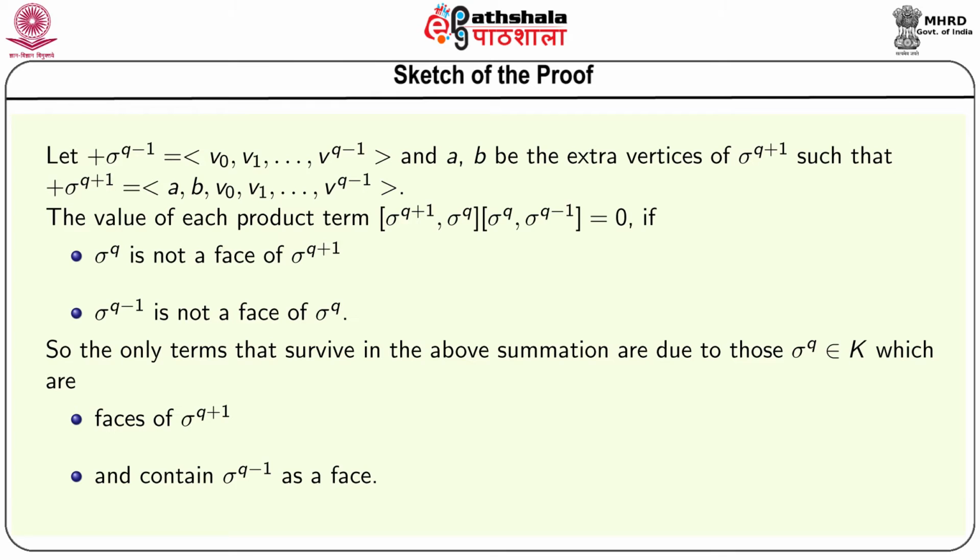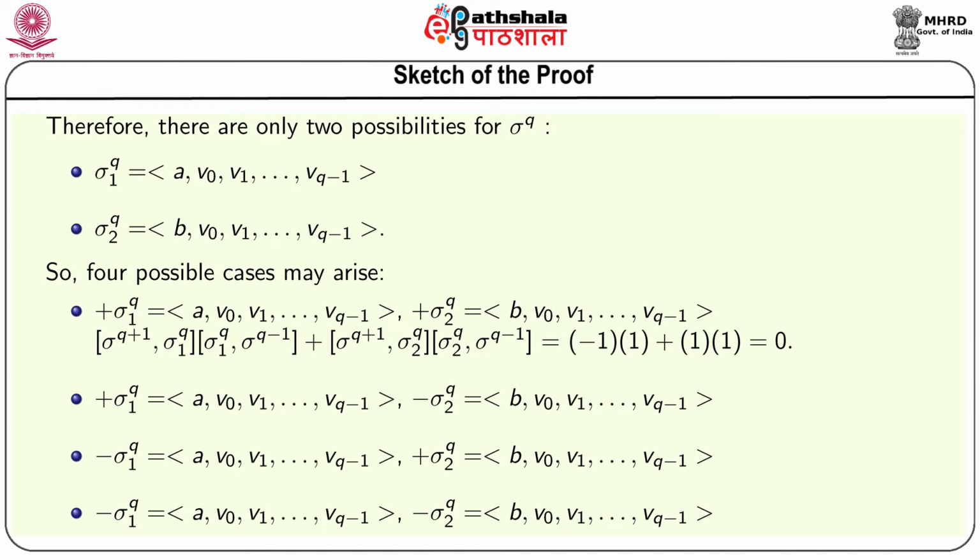So, the only terms that survive in the above summation are due to those sigma q which are faces of sigma q plus 1 and contain sigma q minus 1 as a face. Therefore, there are only two possibilities for sigma q. One is sigma q1, which is A V0 V1 ... Vq minus 1, and the other one is sigma q2, which is B V0 V1 V2 ... Vq minus 1. So, there are four possible cases.